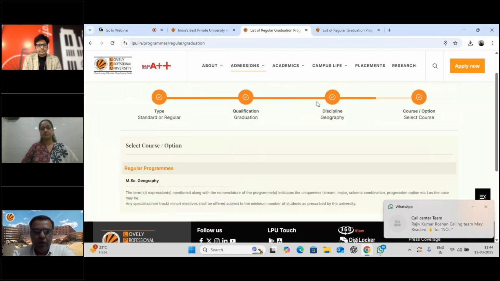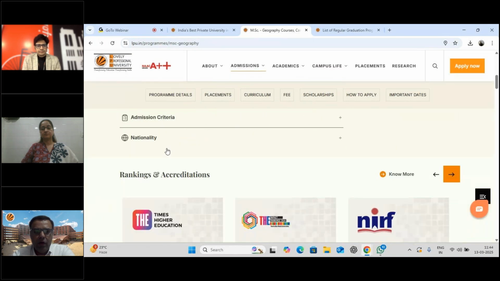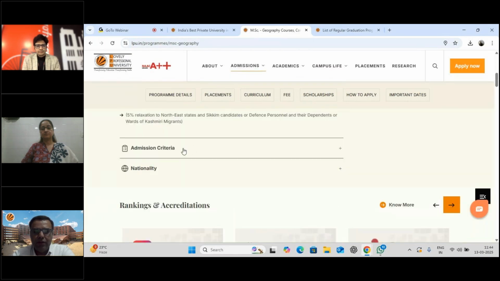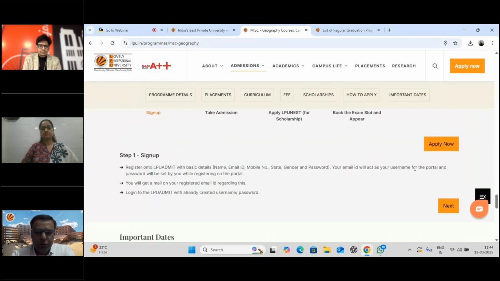In case you are interested in geography also, you can join us in this program, and you will find out all the programs along with their details, scholarship schemes, and how to apply. The process is very simple for you.